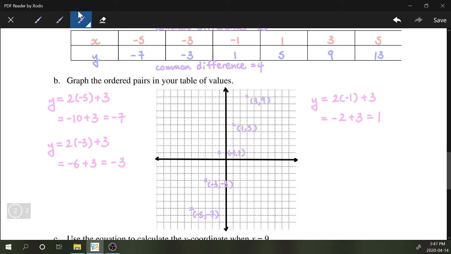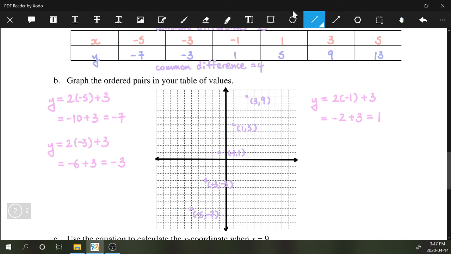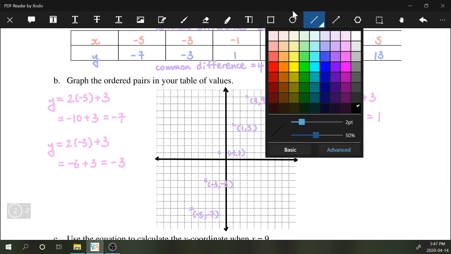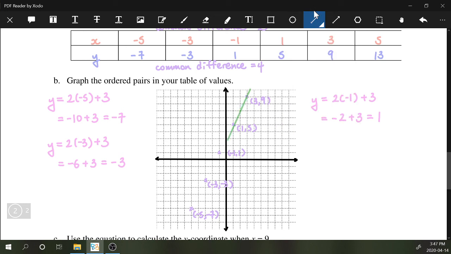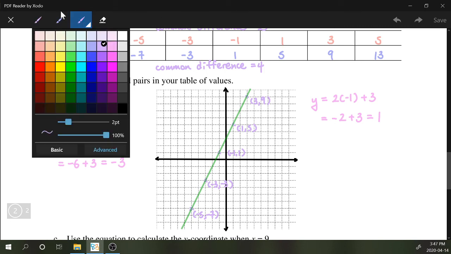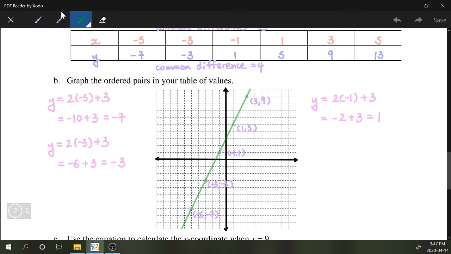So what you will notice right away is that these points form a straight line. Let's go draw that in. Which is good because we arrived at these points using a linear equation.